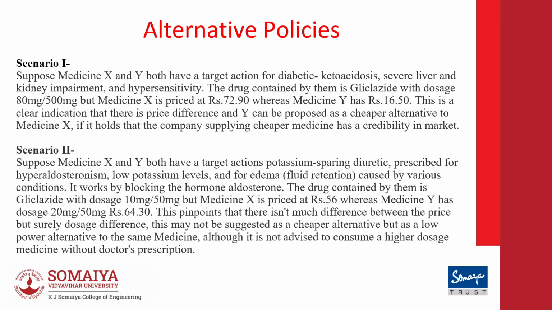The second scenario is that both medicines X and Y have the same target action, but there is a difference in the dosage of both medicines. Medicine X is priced at rupees 56, whereas medicine Y, with the greater dosage, is priced at 64.30 bucks. This pinpoints that there isn't much difference in price, but surely a difference in dosage. This may not be suggested as a cheaper alternative, but as a low power alternative to the same medicine. Although, it is not advised to consume a higher dosage medicine without a doctor's prescription.